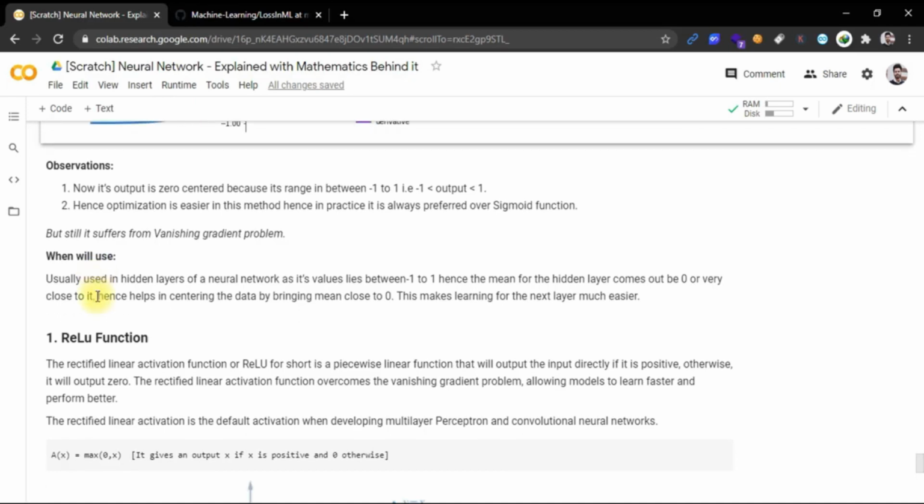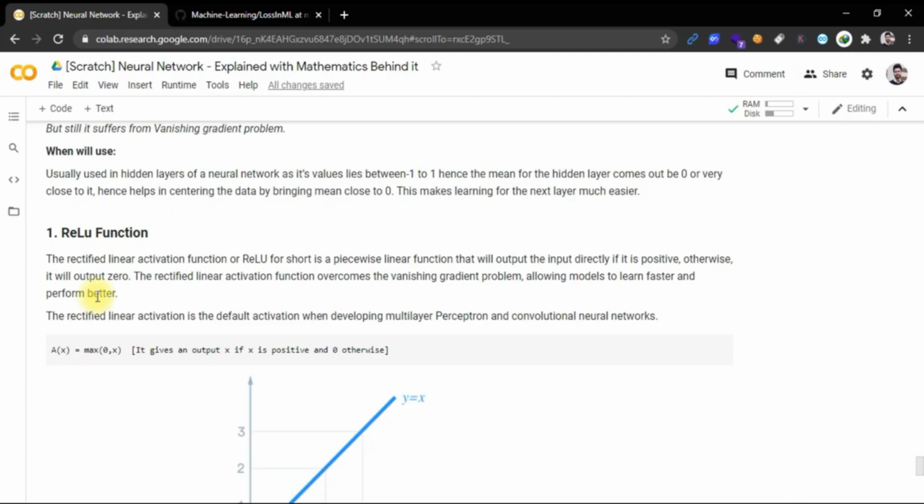The next function is the ReLU function. ReLU is known as the rectified linear unit function. In short, it is a piecewise linear activation function that will output the input directly if it is positive, otherwise it will output 0.